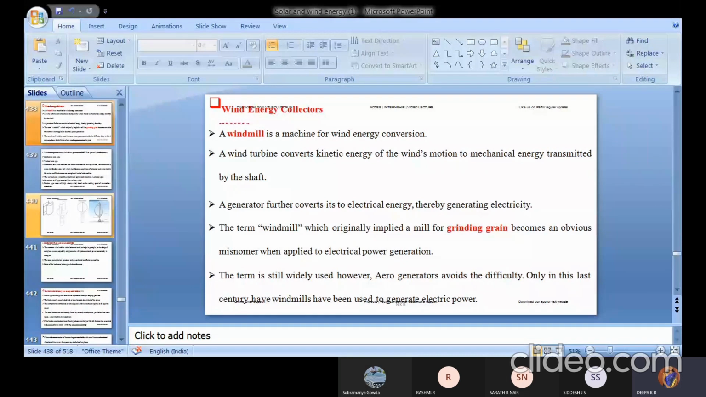Two cases will happen. If the speed is very low, the system will not work. If it is very high, the system will also not work. It will start giving the shaking or vibration effect.